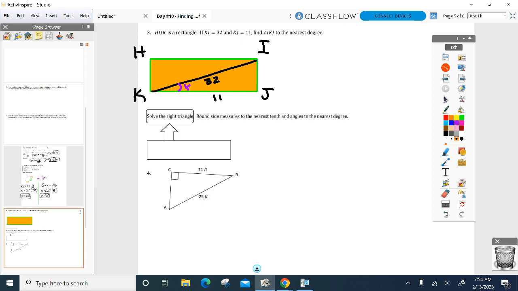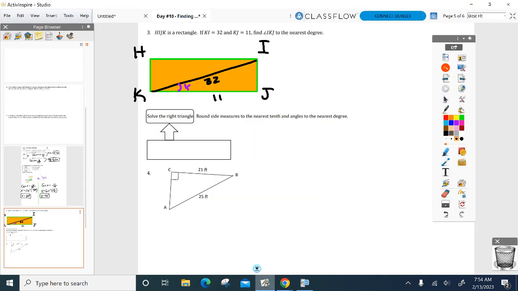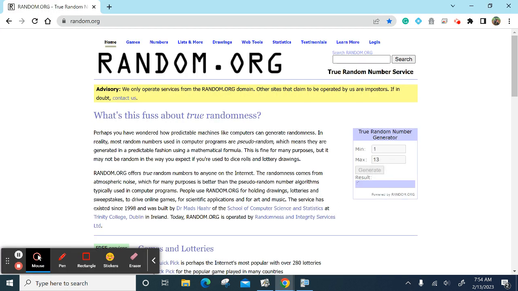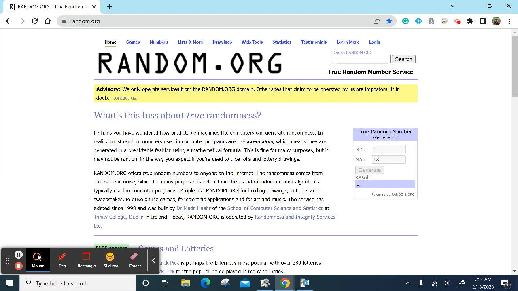All right, finding an angle in a right triangle. I know I'm going to have to do inverse, but before I do that, can somebody identify what sides I have? What's the 11? Adjacent. How about the 32? Good. So with adjacent and hypotenuse, I'm about to use which ratio? Cosine.